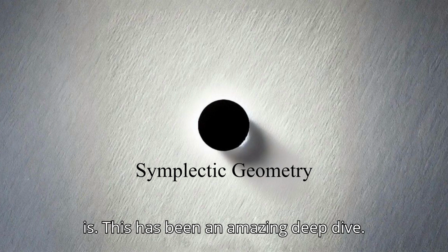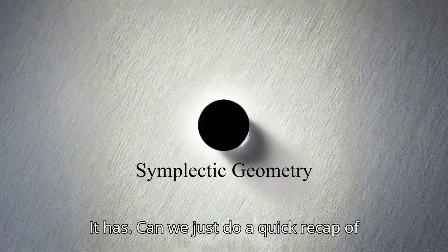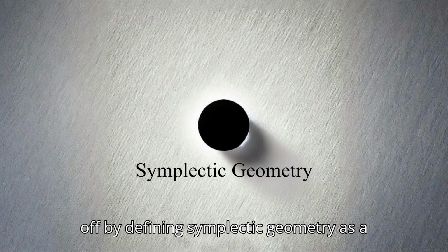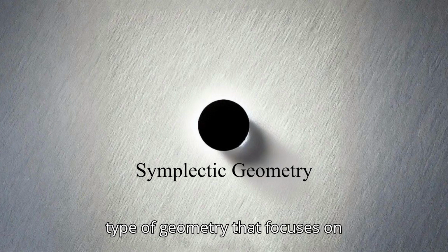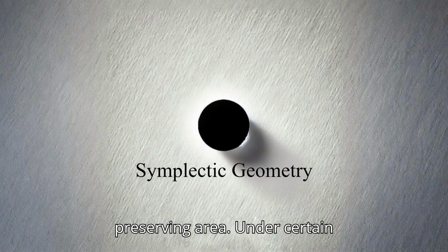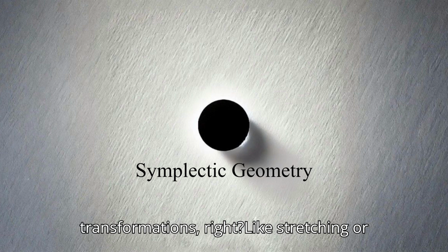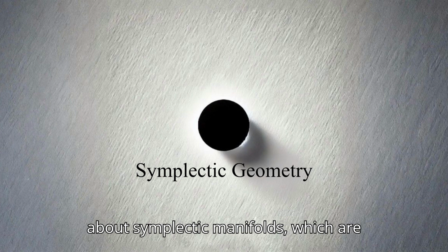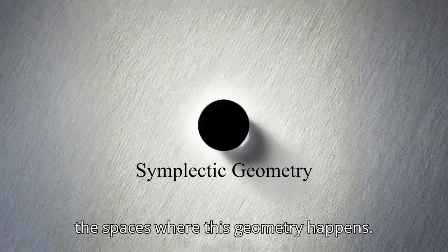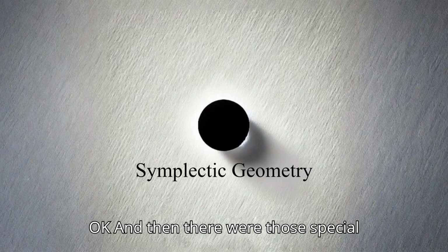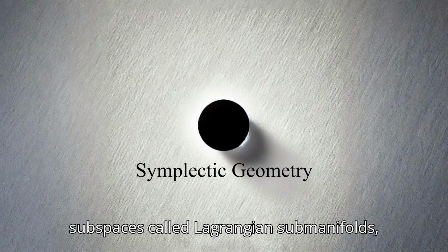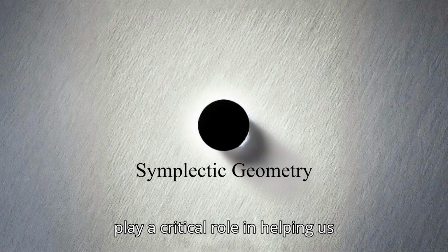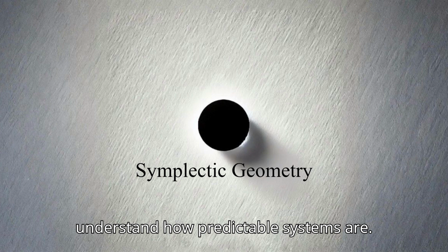This has been an amazing deep dive. It has. Can we just do a quick recap of the key takeaways? Yeah, sure. We started off by defining symplectic geometry as a type of geometry that focuses on preserving area under certain transformations. Right, like stretching or twisting. Exactly. And then we talked about symplectic manifolds, which are the spaces where this geometry happens. And then there were those special subspaces called Lagrangian submanifolds. Right, like the soap film. Yes, and these play a critical role in helping us understand how predictable systems are.